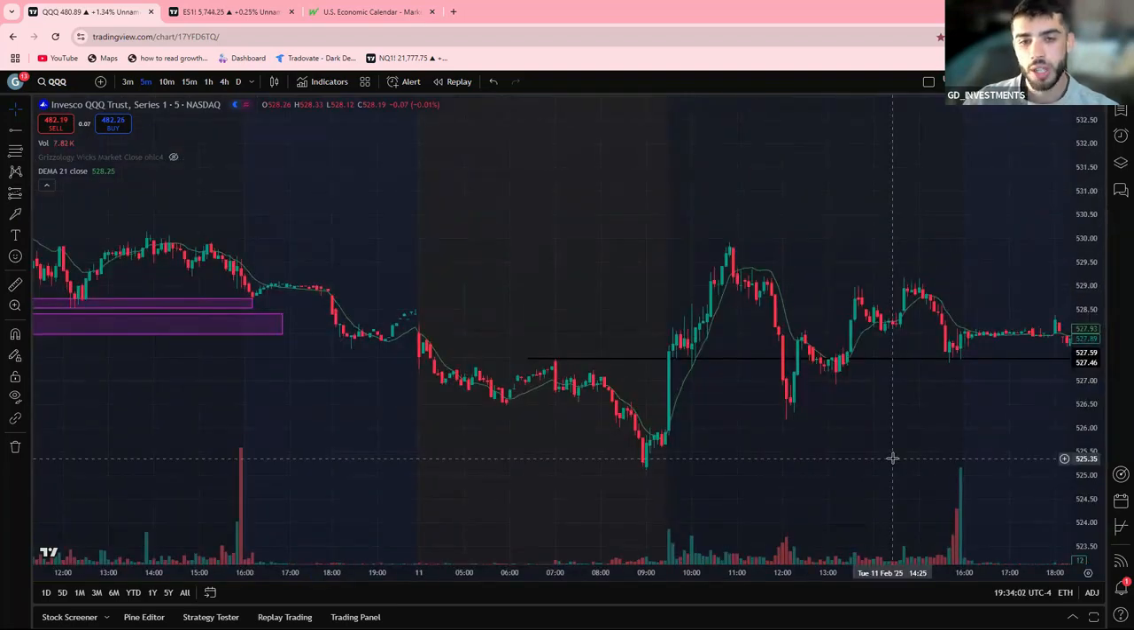One of the most common questions I receive about fair value gaps is how small do you mark fair value gaps? My rule of thumb on the 5-minute time frame, it typically has to be over 20 to 30 cents for me to mark it. If it's a 10 cent, 5 cent gap, I will not mark it.